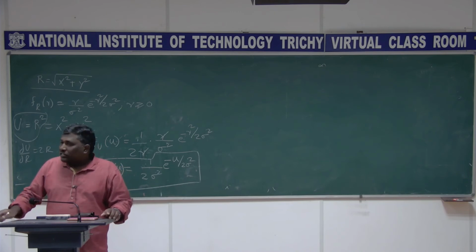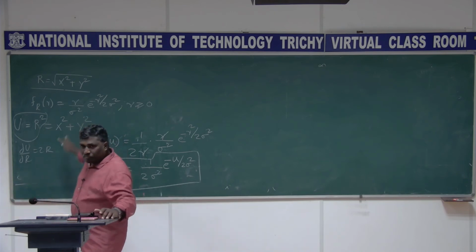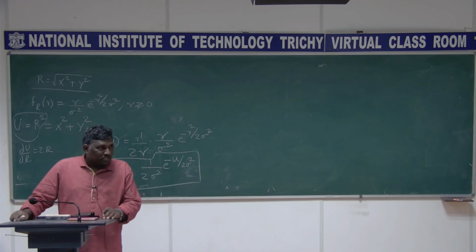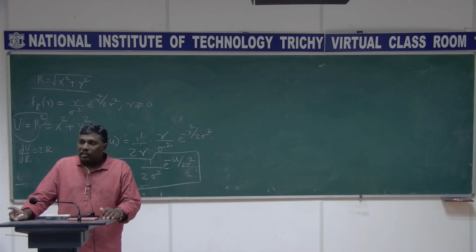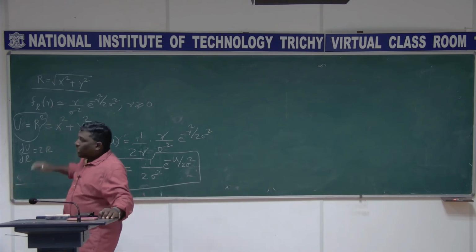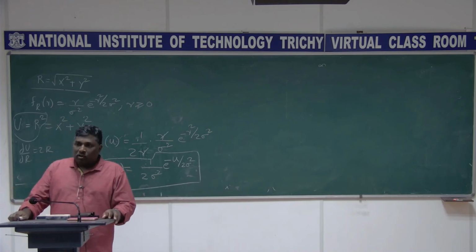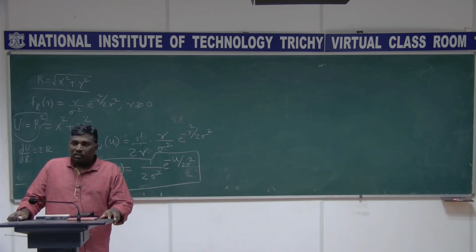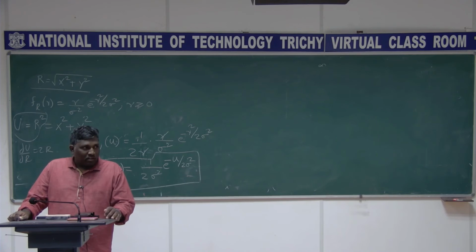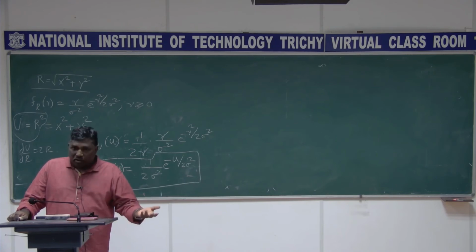But remember that this expression is coming because of these assumptions. X and y are Gaussian with mean 0 and they are independent, uncorrelated. If that is the case, what do we get? Your R is equal to the square root of x square plus y square, and it is Rayleigh distributed. And R square, which is x square plus y square, I call it u.